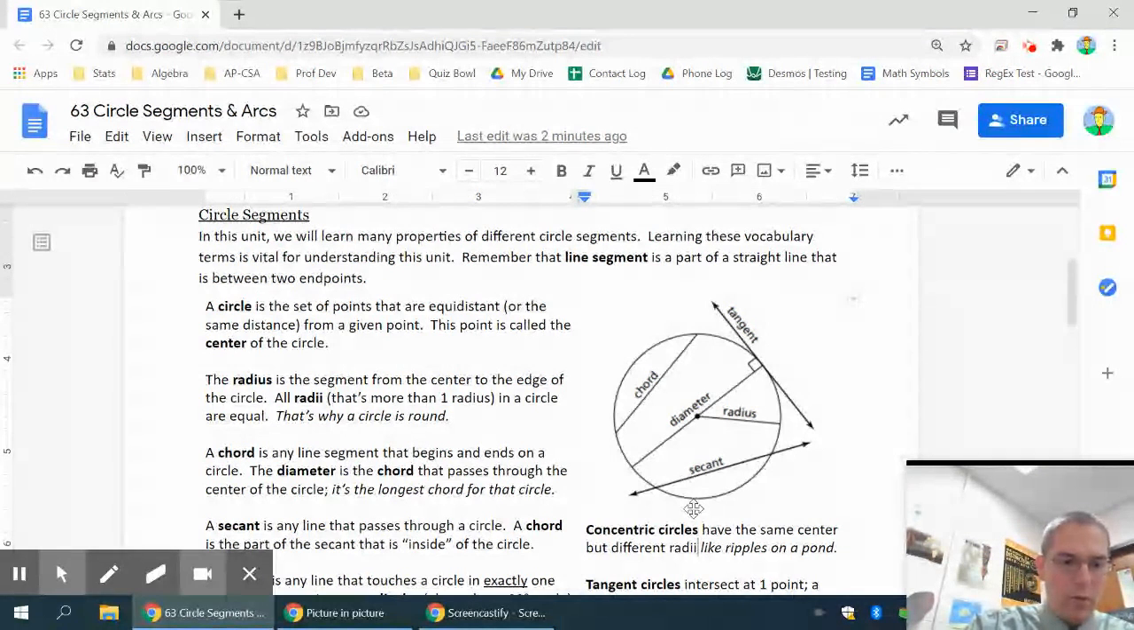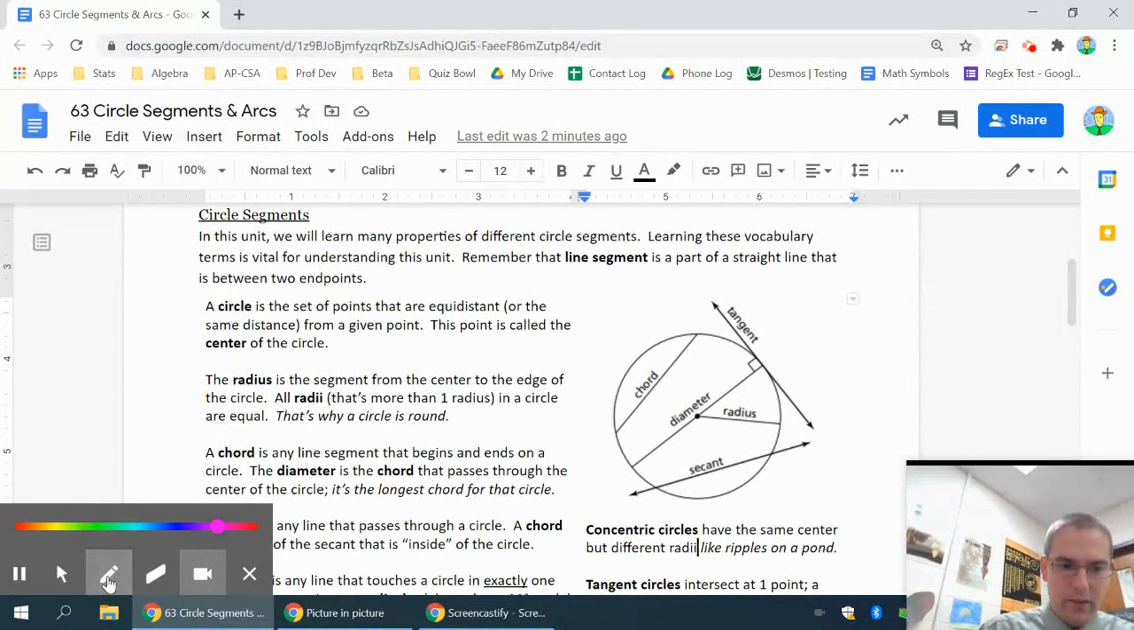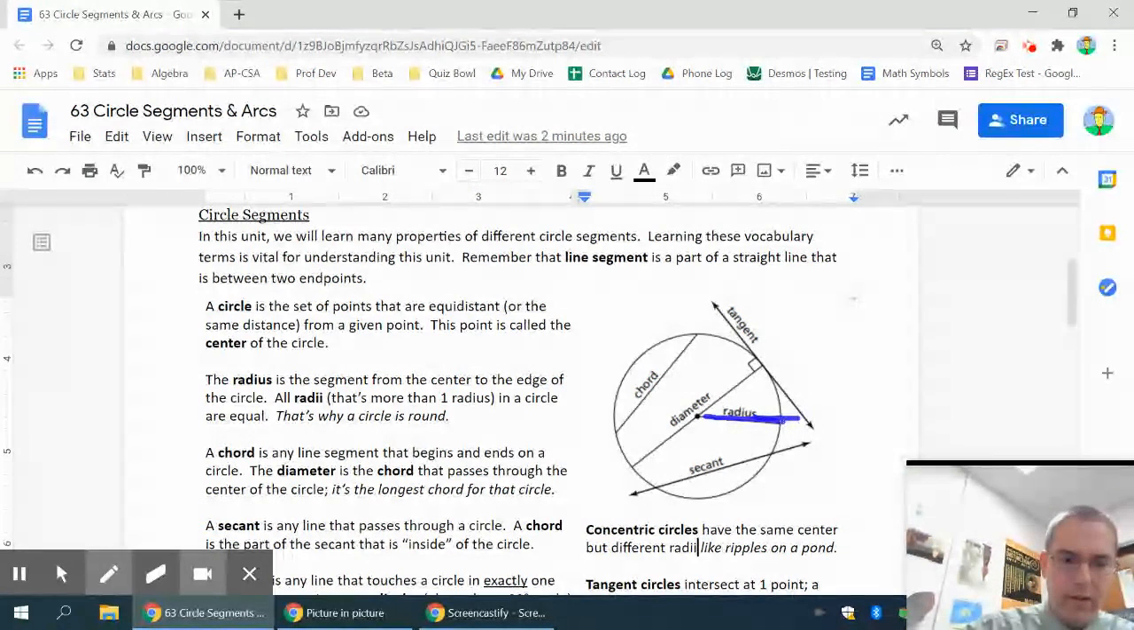So, for example, a radius, you've heard that one before. That's a line going through the middle of the circle. So, in this case, a radius would be something like this, where you are going across there. There's your radius.